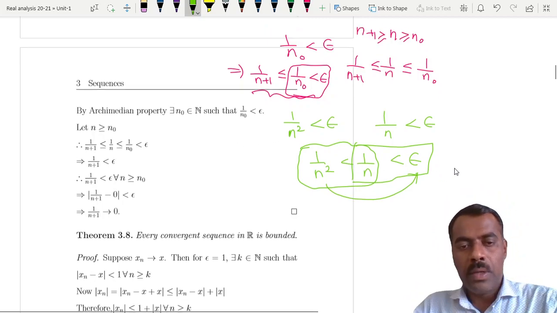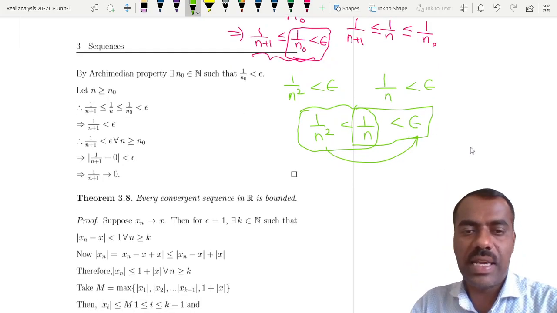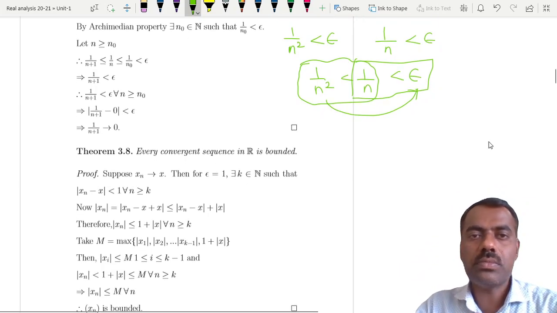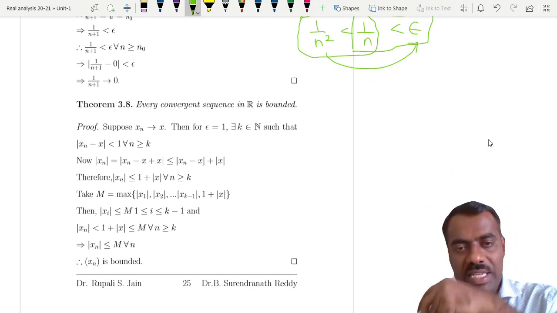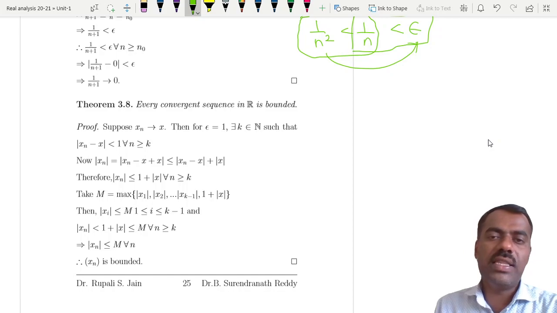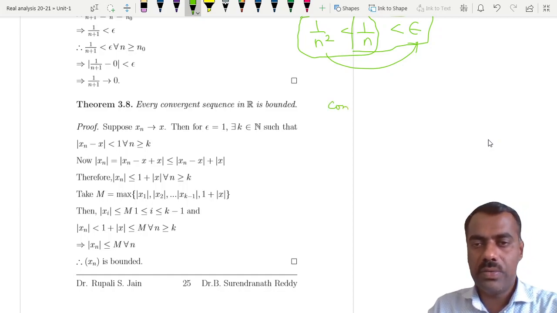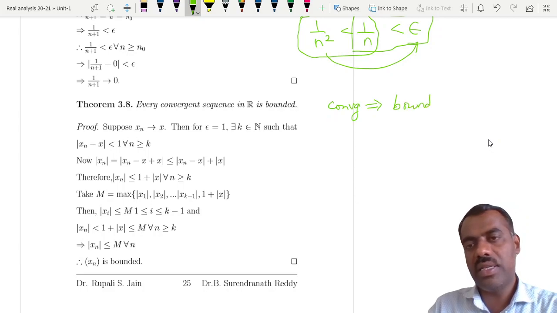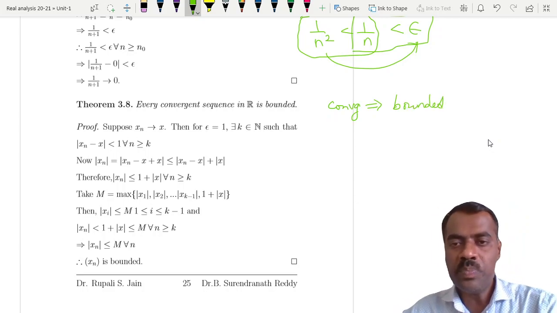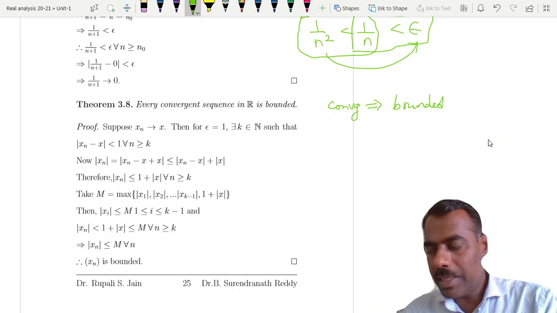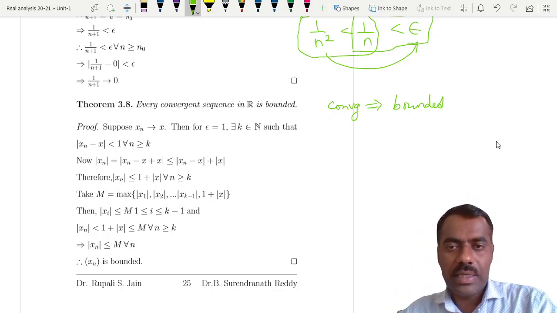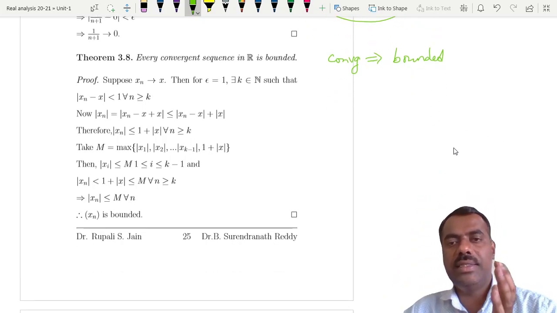Okay. So now we'll see some properties of convergent sequences in R. The first one is, if a sequence is convergent, then it is bounded. So what we are showing is that if it is a convergent sequence, then it is bounded. Okay. It is not at all a difficult one. We can try to understand it.